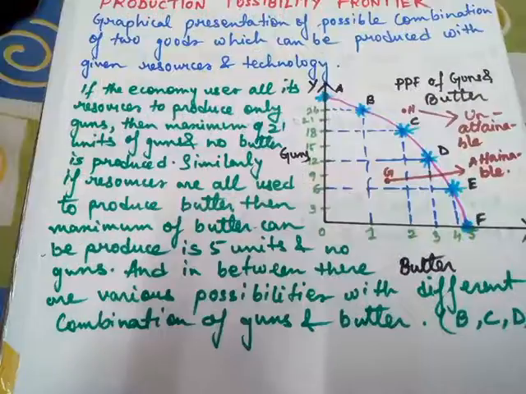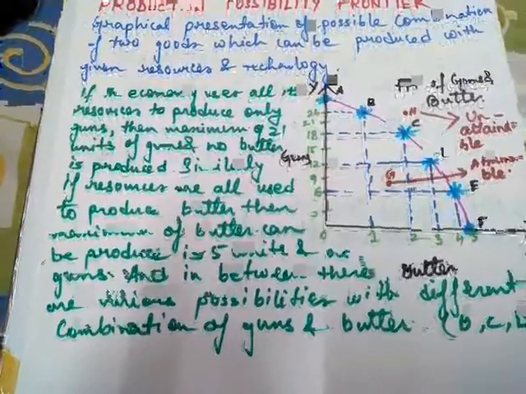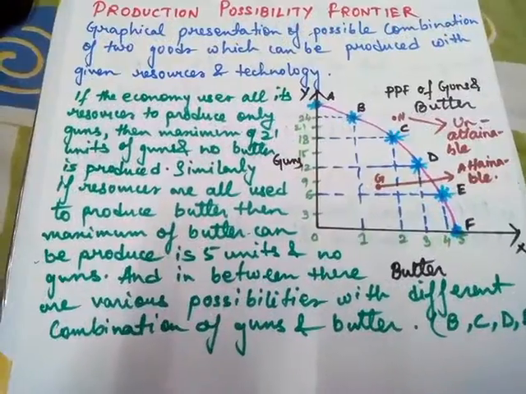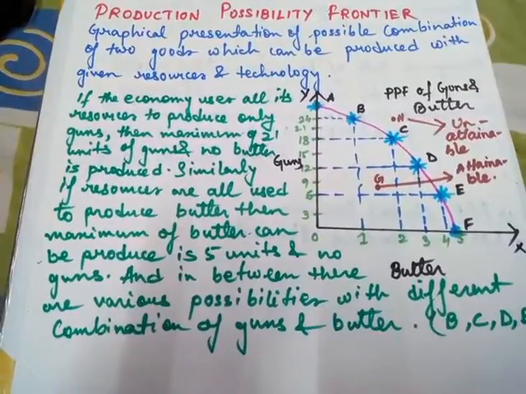What is it telling here? Now you have a resource. If that resource is totally used to produce gun, you are a producer, you can do anything with the resource. It is not bound that you have to forcefully produce two goods. You are a producer, you think whichever good is necessary for the economy to produce at that particular time.